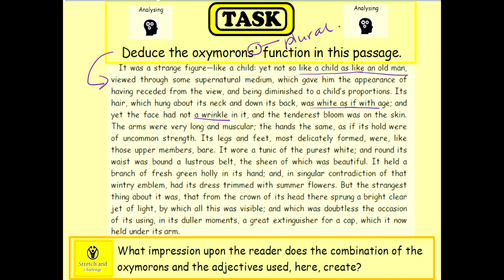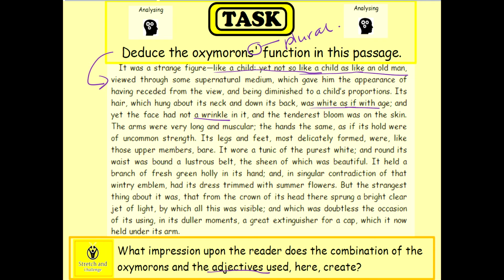What is their function? How are we supposed to feel, and how is Scrooge feeling when he's looking at this strange figure, like a child, yet not so like a child as an old man? Okay, and then your stretch and challenge: what impression upon the reader does the combination of oxymorons and the adjectives used here create? So we're looking for any description as well, guys. So again, I want a paragraph about this, please, to tell me about the functions, what feelings the oxymorons create in us and Scrooge. No more than 5 sentences on this, please, guys, including your quotes. So go ahead and pause the video and do that now.